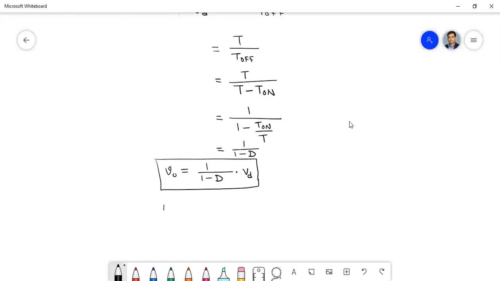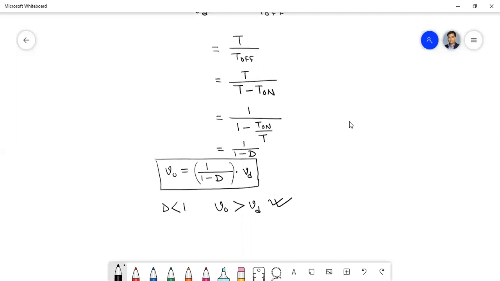Okay, now generally we know that D is less than 1. If D is less than 1, what about the V0? The denominator will always be less than 1, so this factor will always be greater than 1. So that means V0 will always be greater than VD. That was our objective and that is fulfilled. Clear? So this is how we are getting the step-up DC-DC converter or boost DC-DC converter.